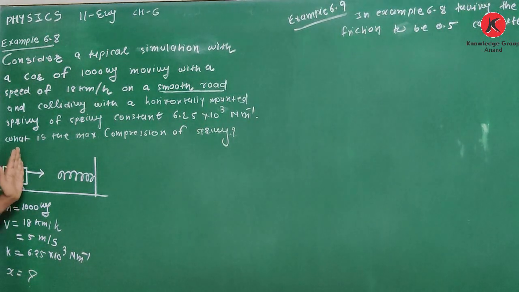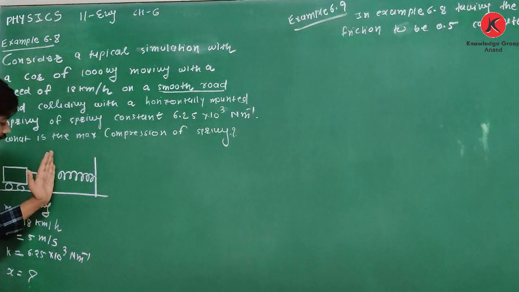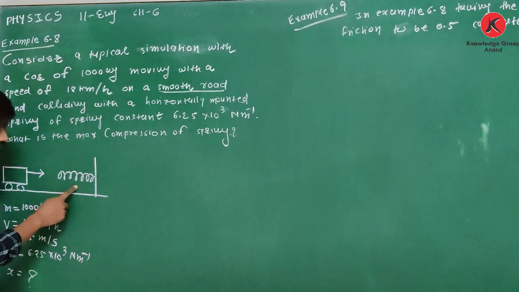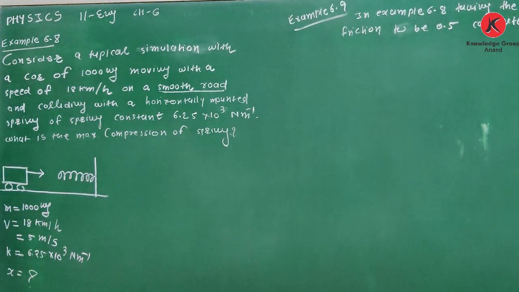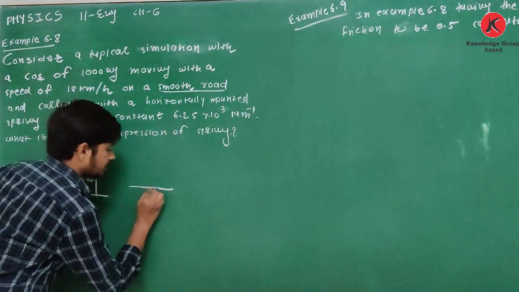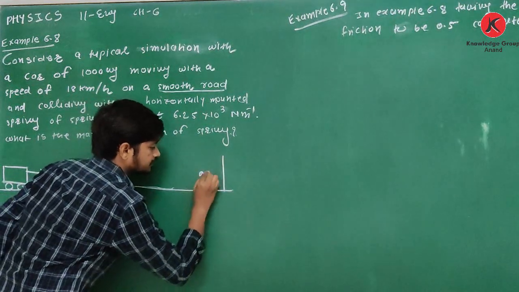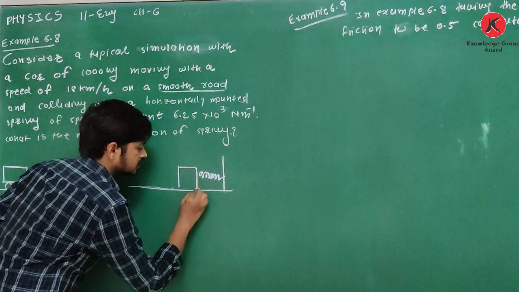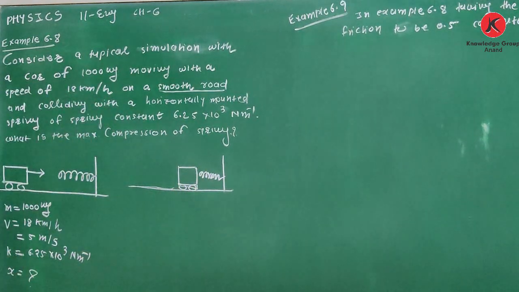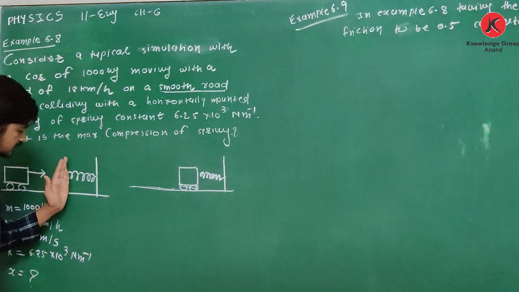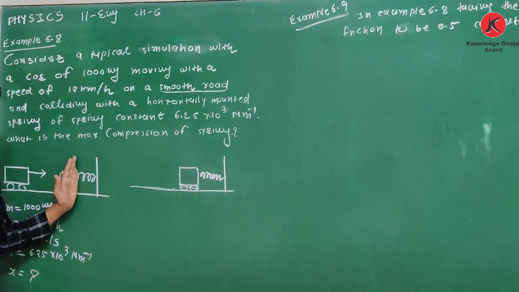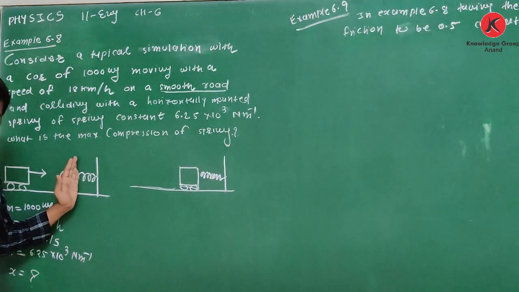But due to the kinetic energy of this car, this spring is compressed. Yes or no? The spring is compressed like this. See, if it is another figure, due to this car, the spring is compressed. Do you understand? Initially this car is in motion, having some kinetic energy. It collides with this spring, and up to this point the spring is compressed. It is compressed by x.